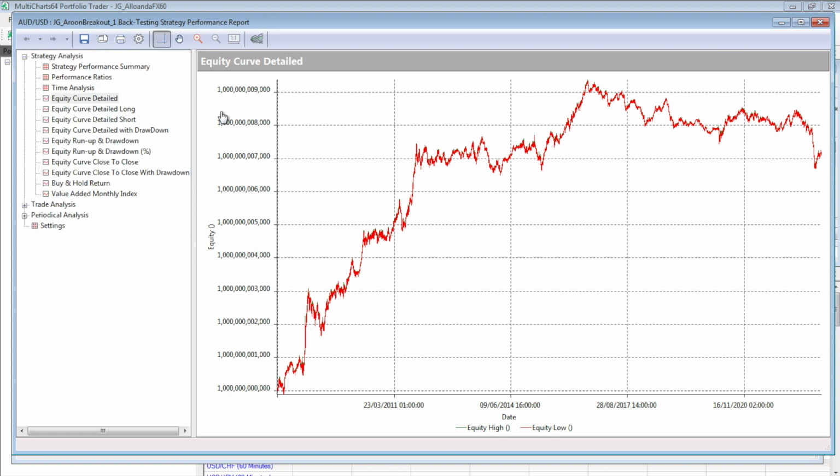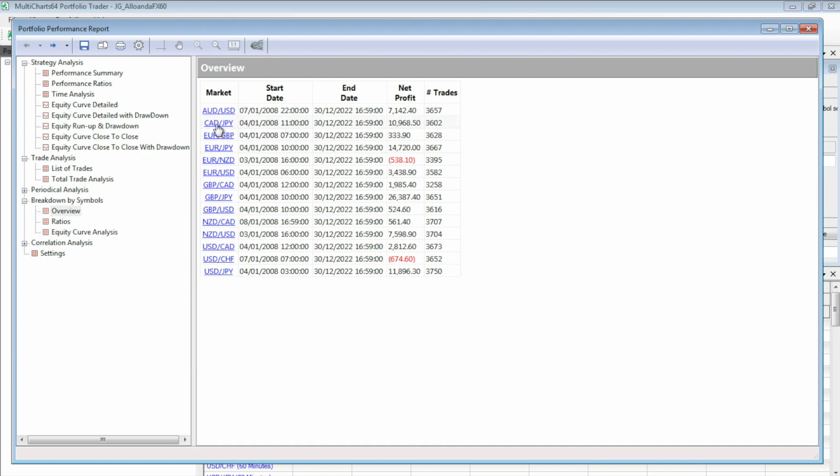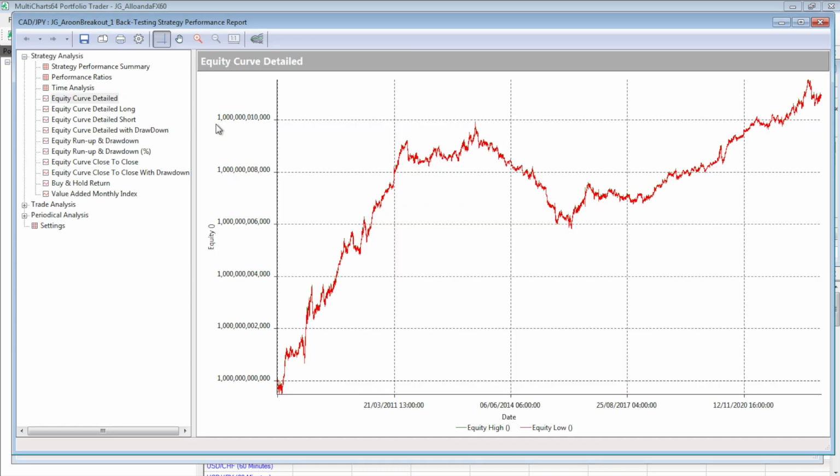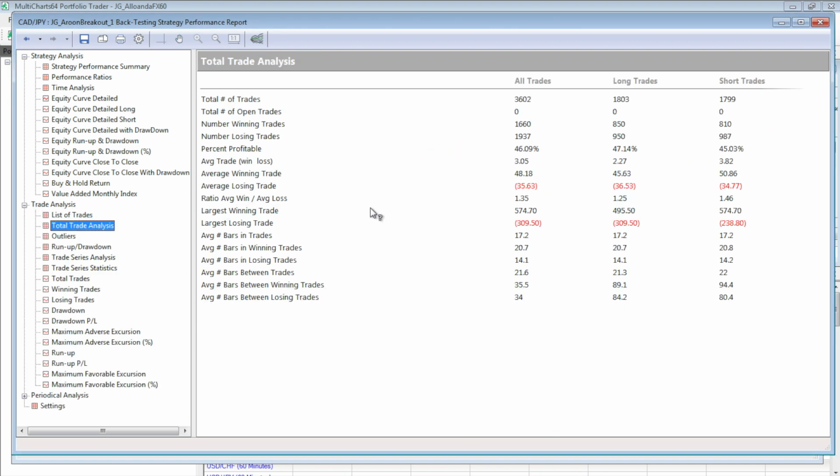Australian dollar, US dollar was working really well and then essentially just gone flat. Canadian dollar, Japanese yen. It's a bit up and down, isn't it? What's the average trade value? Only 3 pips. Yeah, not high enough.